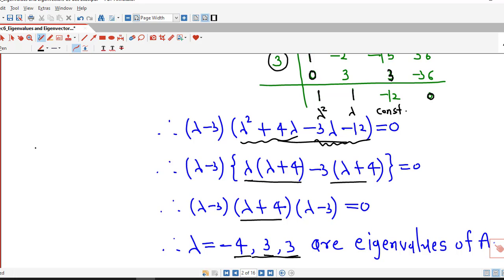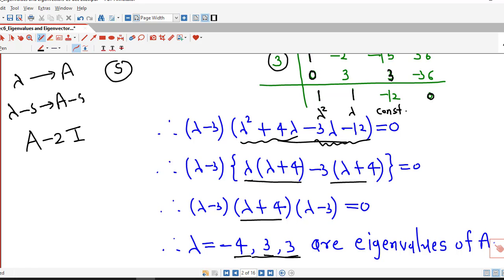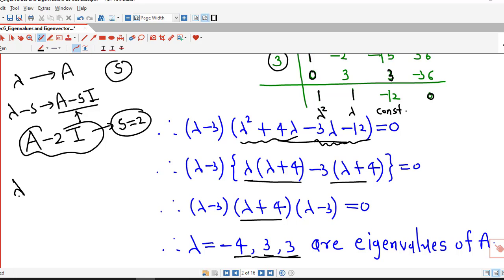Now we are asked to find the eigenvalues of the matrix A minus 2 into I. As we know, if lambda is an eigenvalue of matrix A and S is any scalar, then lambda minus S is an eigenvalue of A minus S into I. So if we compare A minus 2I with A minus S into I, we have S equal to 2. So the eigenvalues of A minus 2I are lambda minus S, which is lambda minus 2. So we subtract 2 from each eigenvalue of A to obtain the eigenvalues of A minus 2I.